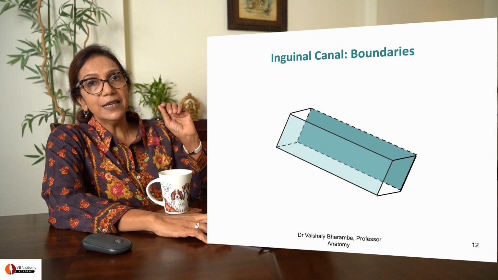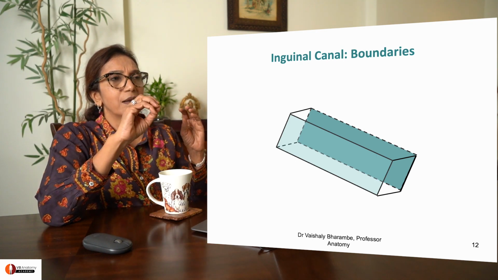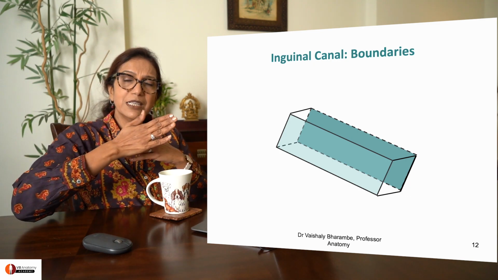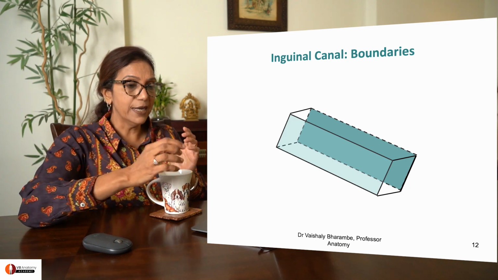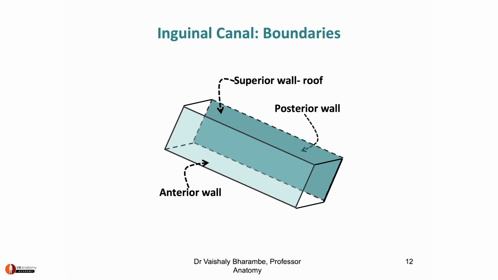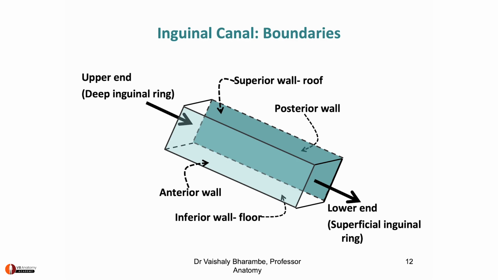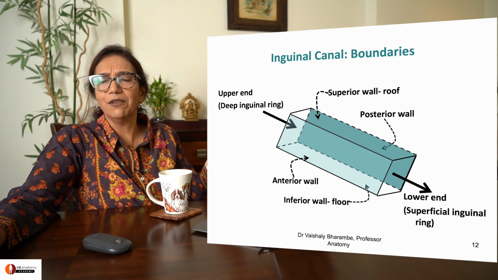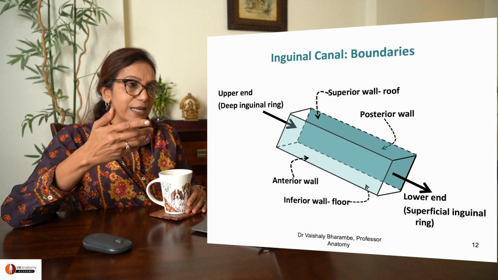Now I have created this image, which helps you to really understand. You know that it's a space between muscles such that the inguinal canal will have an anterior wall, a posterior wall. It will have a roof, a floor. It will have an upper end represented by deep inguinal ring, a lower end represented by superficial inguinal ring. So these are the 6 things that you need to know to understand the inguinal canal. Very simple. Okay, so let's begin.